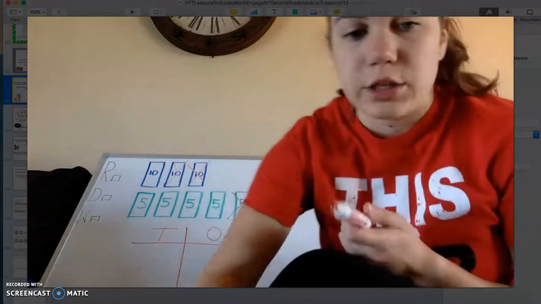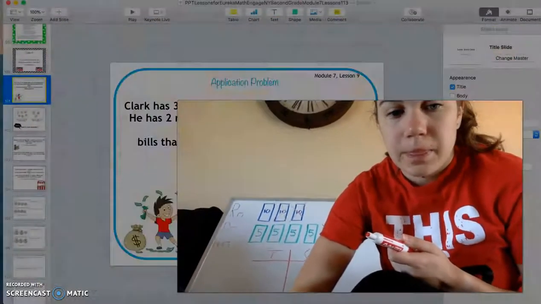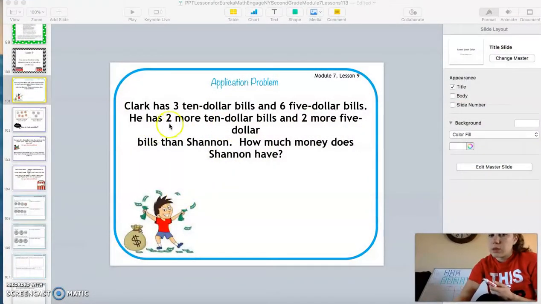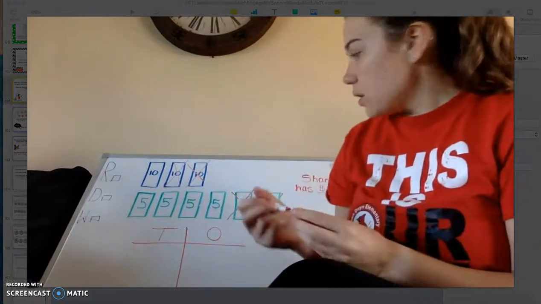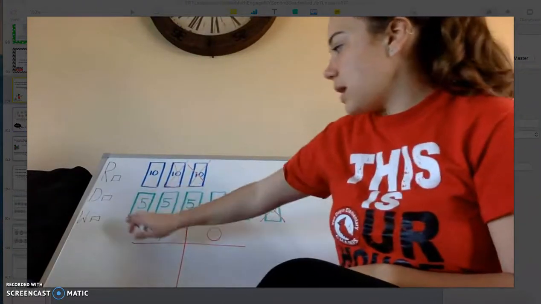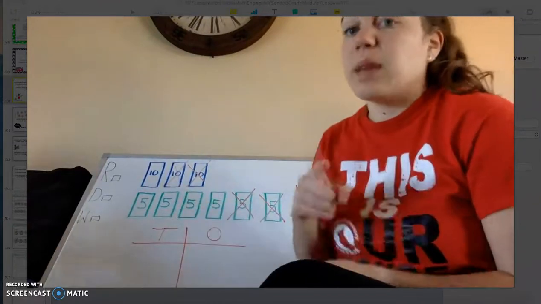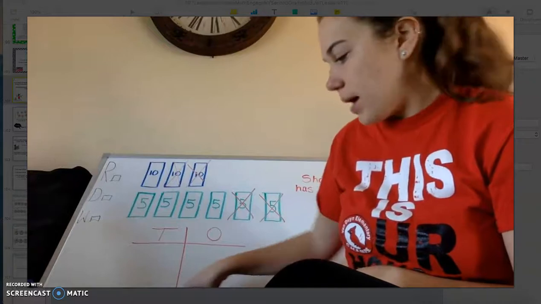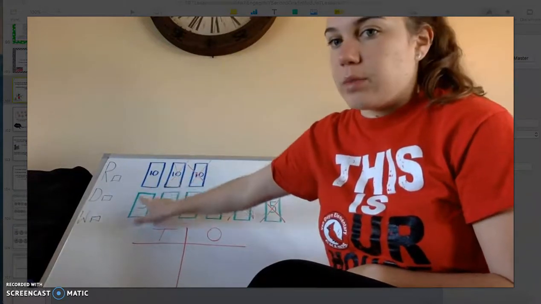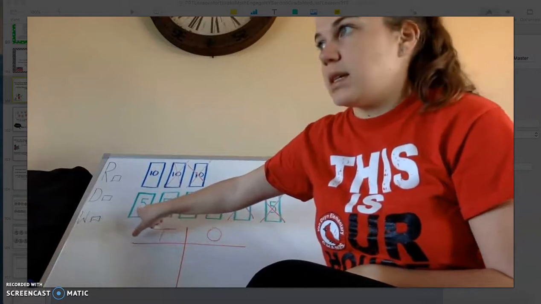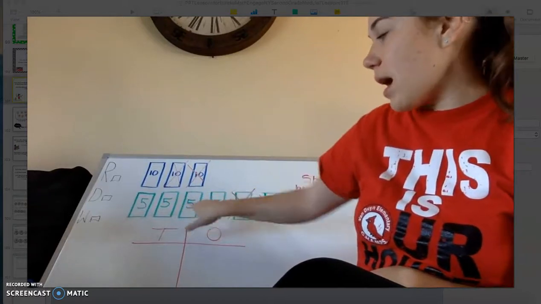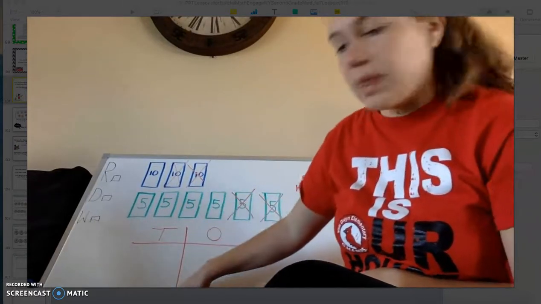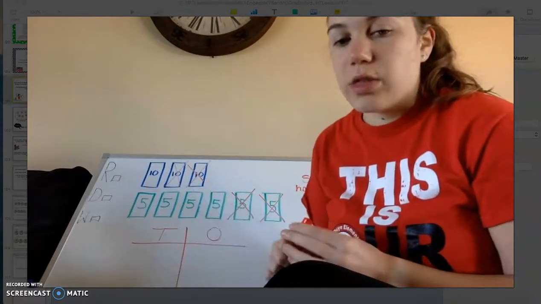So we're going to go back and check, make sure that's what it's asked us to do. 2 more $10 bills and 2 more $5 bills. Yep, we crossed off the right amount. But now they ask, how much money does Shannon have? Now we need to add up what is left, the 10 and the 4 5s that are left. I bet we can count this without using our place value chart. Let's try. We start at 10, now add 5 more, because now we're going to count by 5s. 15, 20, 25, 30. Nice job. So Shannon has $30.